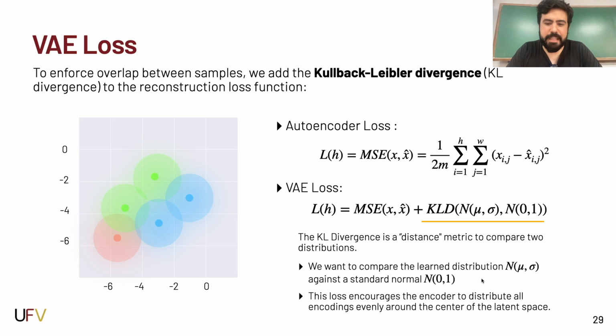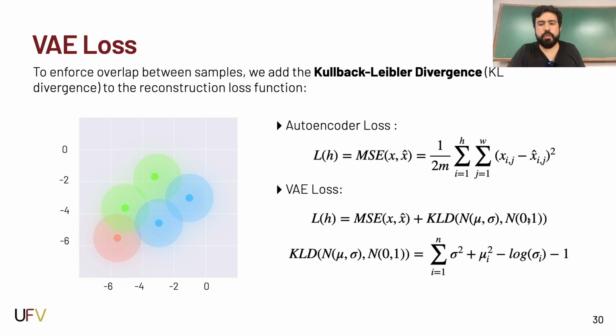So yeah, that's what I just said. This loss encourages the encoder to distribute all encodings evenly around the center of the latent space. If you get that formula of KLD and solve it for these two arguments, you're going to get something like this. This summation here is over the dimensions of that vector, so each term is one distribution, and it's just the sum of all these distributions. I'm not showing the full math here, but this is the result you would get. We are basically just comparing two normal distributions here.